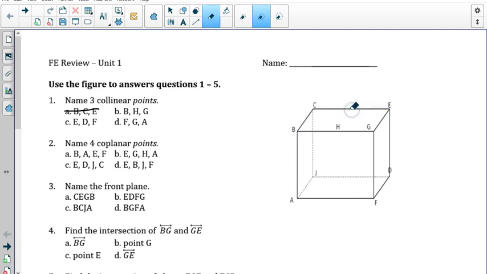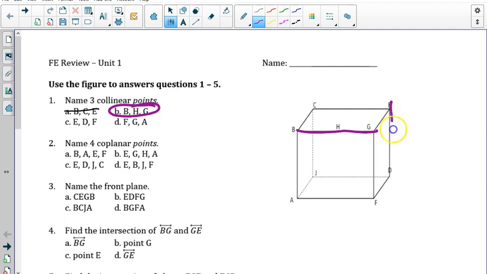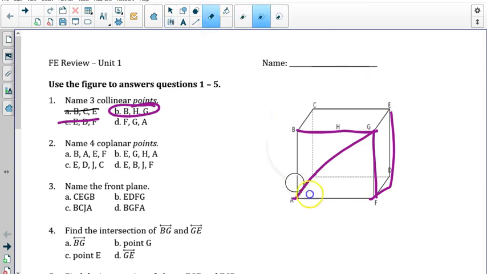Now remember, a lot of your finals, multiple choice, this is how you rule wrong answers out. BHG. Are they in the same line? Yes, they are. Real quickly, EDF. No. FGA. FGA down here? No way. So there's your answer.